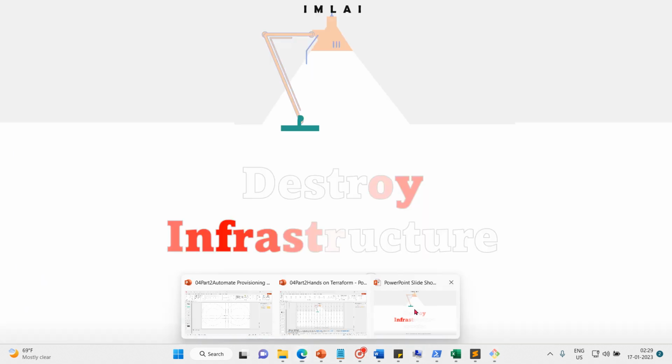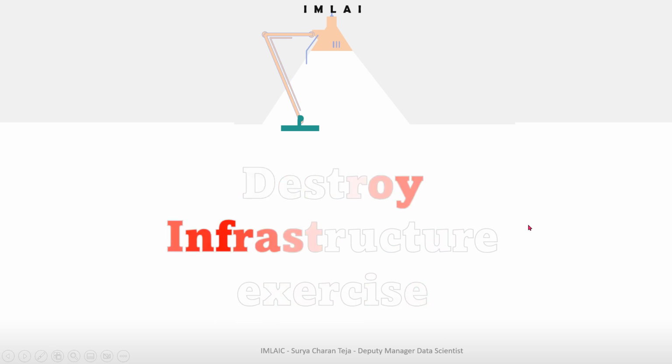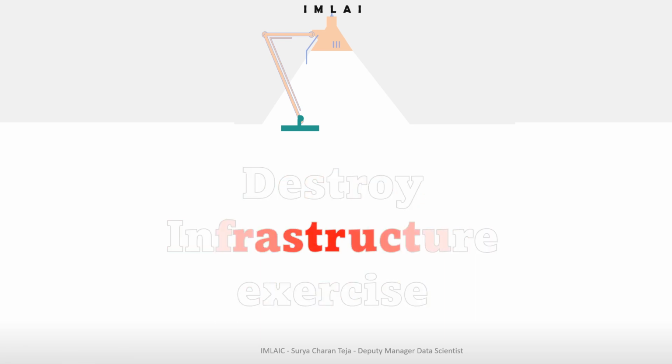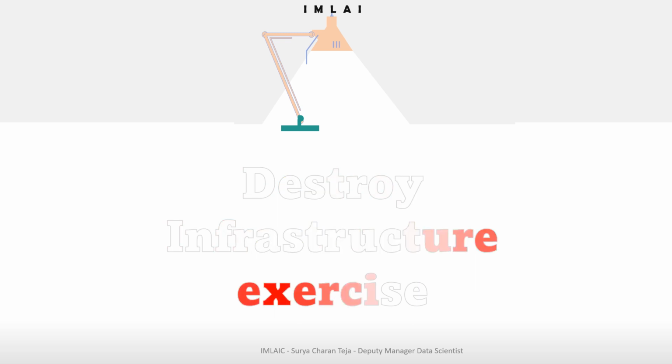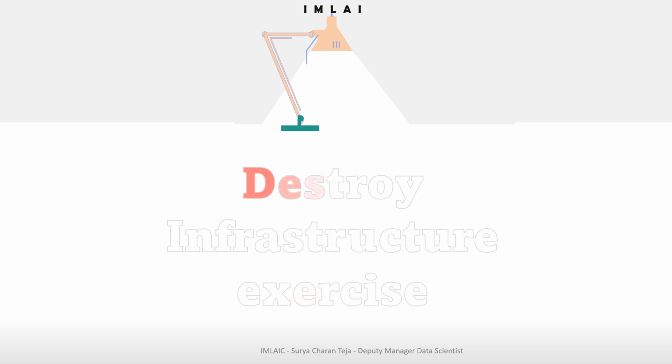So that's how we destroy infrastructure. This is the best example. We have taken an EC2 instance on AWS that we created in our earlier exercise. Then we have updated it. Then we have destroyed it.